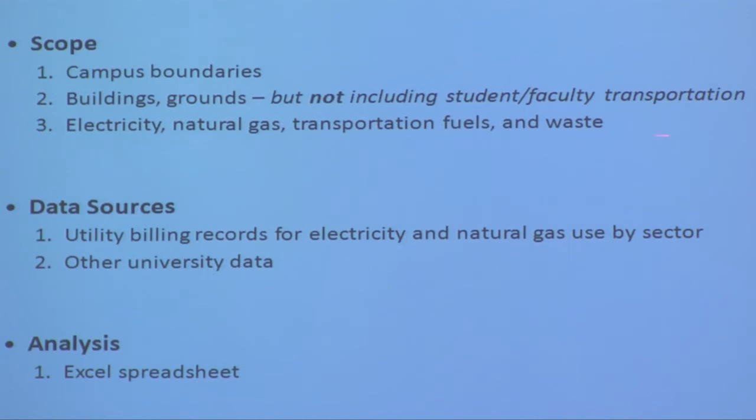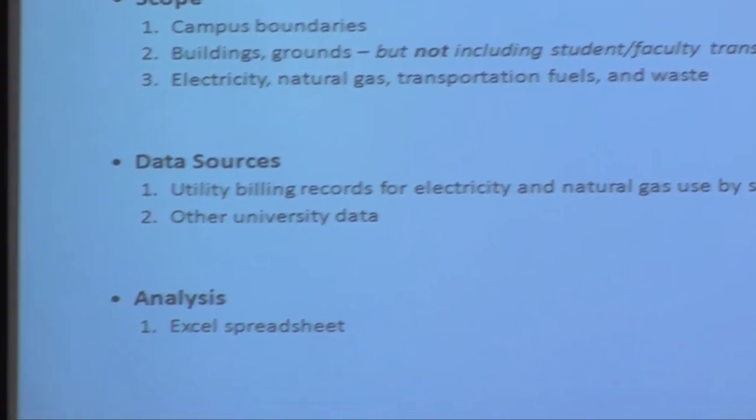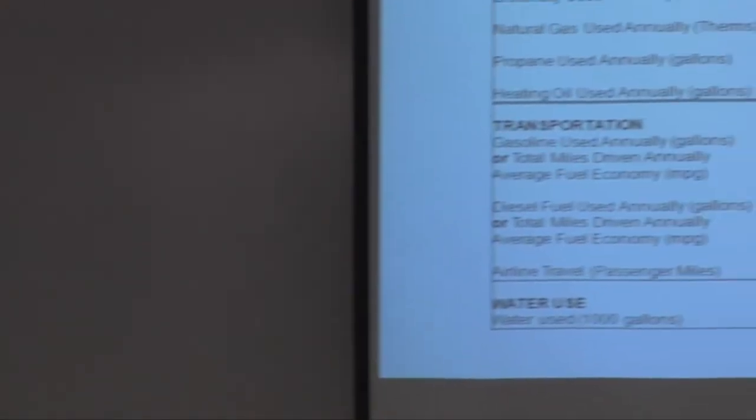So we're going to look at these other things, though. We are going to count transportation fuels for vehicles on campus, right? Because those are controlled. There's an accountant somewhere that knows how many gallons of gas the maintenance guy is using. Okay? Instead of using some big fancy software, we can do this all in an Excel spreadsheet. This is really easy to do. So here's what the spreadsheet looks like.